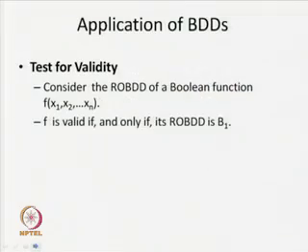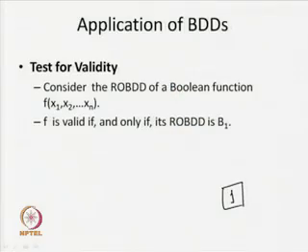Similarly, we can test for validity. We know that a Boolean function is valid if, for all valuations of the variables, it evaluates to 1. So, in this case, if we construct a BDD and your BDD is B1, then we can always say that it is a valid function. Basically, if the BDD B1 is only a terminal node, then we say this is your BDD B1.